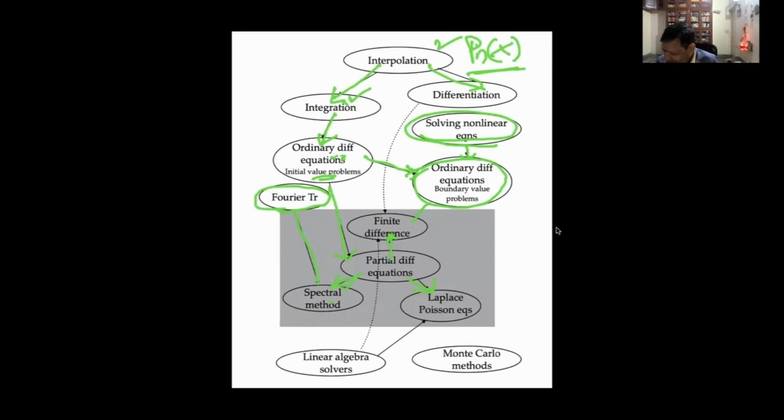And linear algebra is kind of standing alone, but it had application in finite difference, differentiation, as well as interpolation. Spline, linear algebra was used, and Monte Carlo is kind of separate. Okay, that's the connection. So I tried to make this connection explicit in this course, and I hope you liked it.